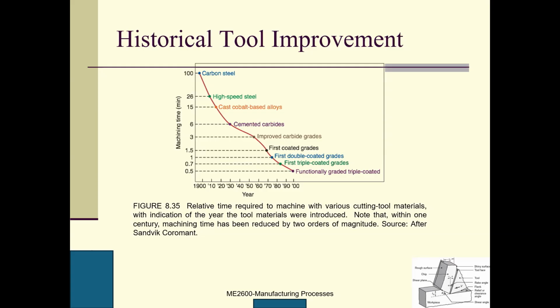This is the material, and this is machining time, right? The relative time required to machine with various kinds of tool materials, with indication of the year the tool material was introduced. Within one century, machining time has been reduced by two orders of magnitude, 100 times.